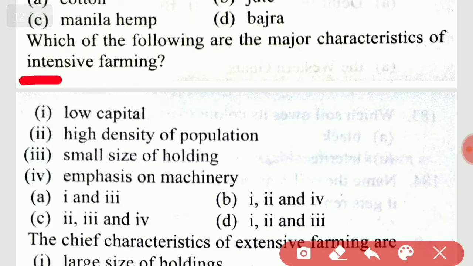Next, which of the following are the major characteristics of intensive farming? The right option is option D. 1, 2, and 3 are correct. 4 is not correct. Low capital, high density of population, and small size of holding are the major characteristics of intensive farming.